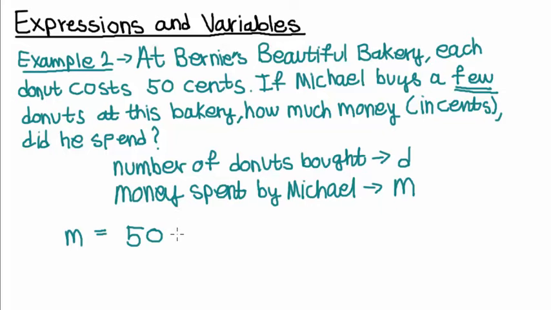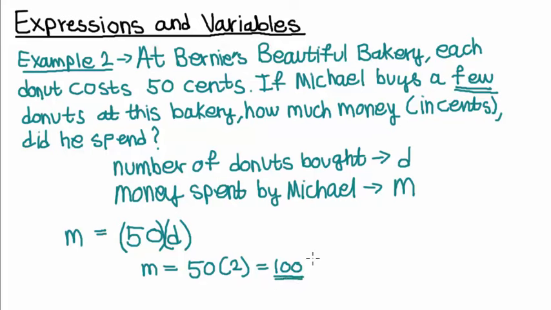Now let's say we use multiplication. So I would do 50 times D. What this tells me is that if Michael bought 2 donuts, he would end up spending 100 cents. And this does really make sense because if he bought 2 donuts, he would spend 50 cents for each donut, equaling 50 plus 50, which equals 100 cents.